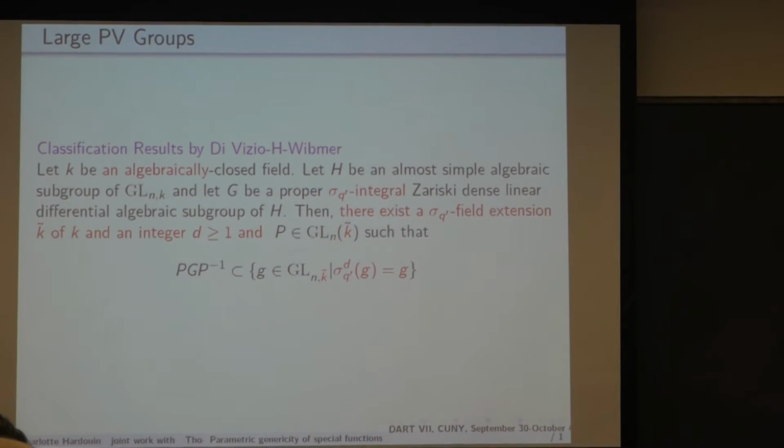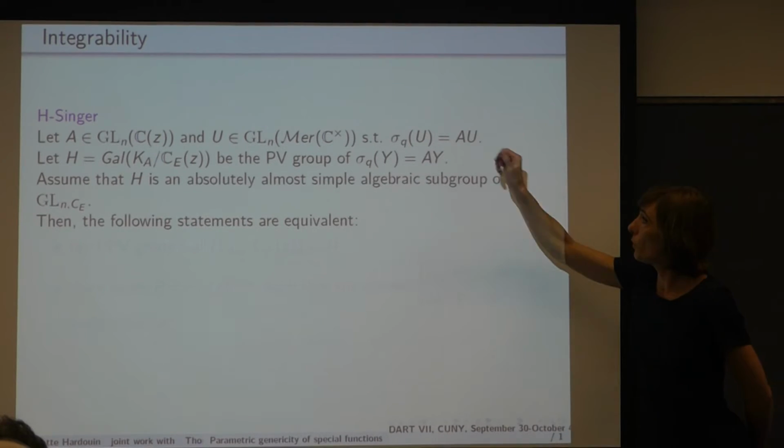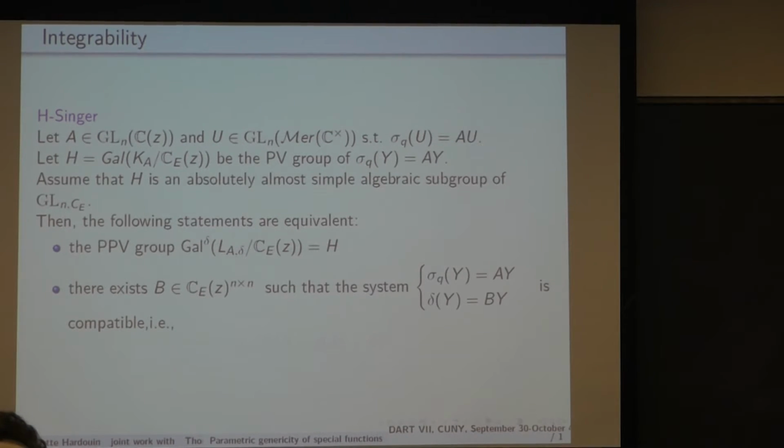So this result is in fact an extension of a model-theoretic classification due to Zoé Chatzidakis, Ruyevsky, and Peters. So now this classification result translates to relations for the equation. So we have the first translation for the differential parameter. So you're considering a Q-difference system and its classical Galois group H. We assume that H is an absolutely almost simple algebraic subgroup of GL_n of C, let's say SL_n. Then the following statements are equivalent. Either the parameterized Galois group is as big as possible, it is H, or we have this integrable differential system that goes with the Q-difference system.